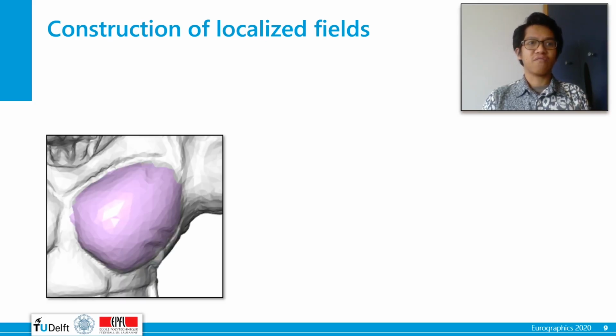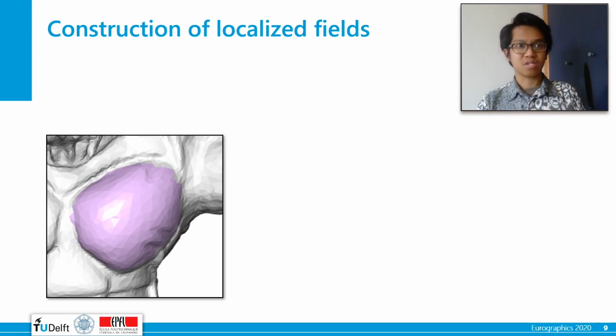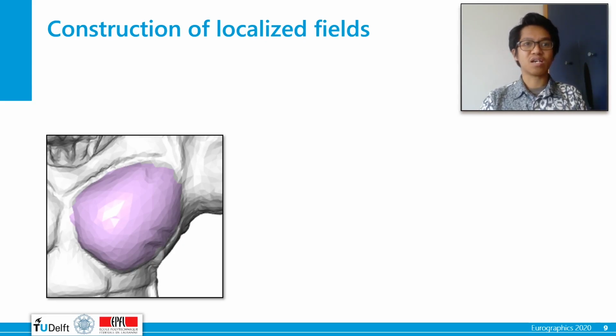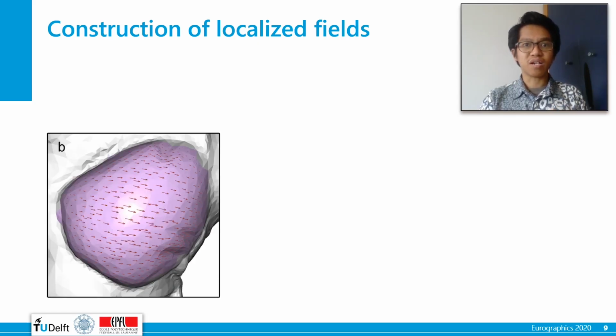Let us first look at the construction of an individual field on the surface. Once we have the region, we want this field to be localized and smooth. So we specify a region of support for the vector field, and we want to construct the smoothest field that vanishes outside of the region. And by the smoothest field, we mean the field that has the least Dirichlet energy.